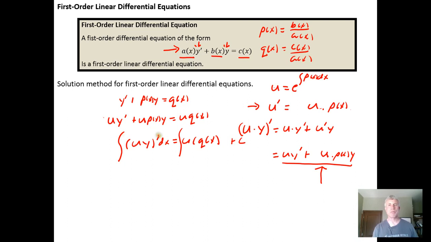So antiderivative cancels derivative. We get u times y equals the antiderivative of u times q of x, and I should have put a dx right there, plus some constant of integration. And then I could multiply both sides by 1 over u to get the y by itself. So now I've solved for y. And that's the idea behind the differential equation, is to figure out what the y is.